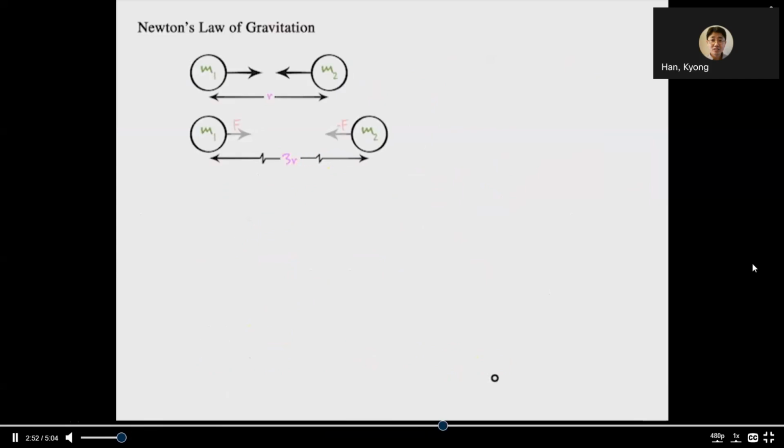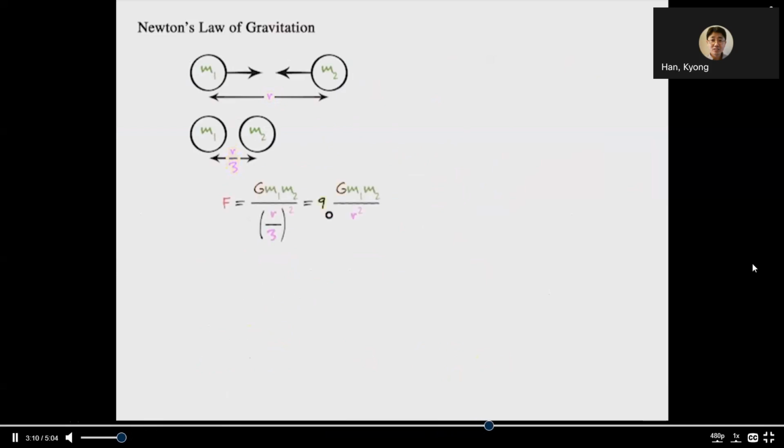What if you get closer? Then the force increases, but by how much? Let's say you start at a certain distance r apart. Then you move closer, so you are now only r over 3 apart. What happens to the force? It becomes 9 times larger, since 3 squared is 9.